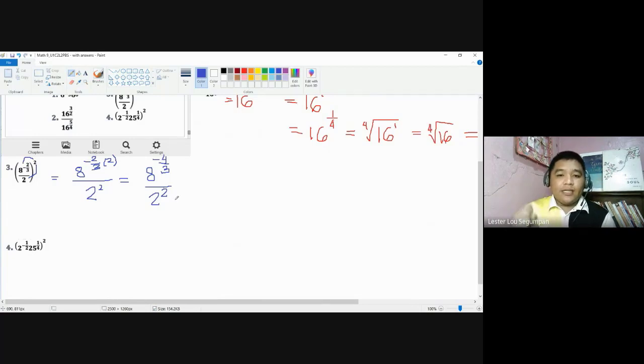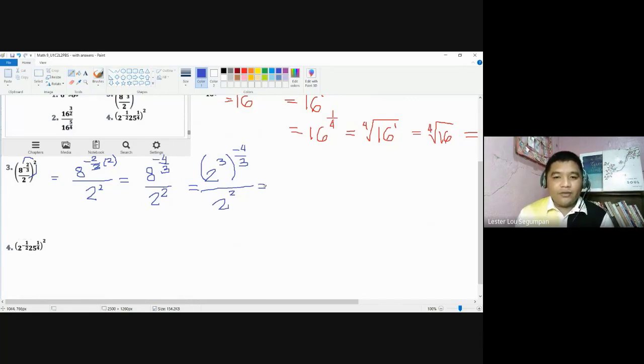By simplifying this, it doesn't mean that we can just immediately subtract exponents. Take note that we can only use the division law and the multiplication law if the bases are the same. But 8 here can be expressed with base 2, because 8 is equal to 2 cubed, raised to the power of negative 4 thirds, all over 2 squared. Do not touch or change the denominator yet.